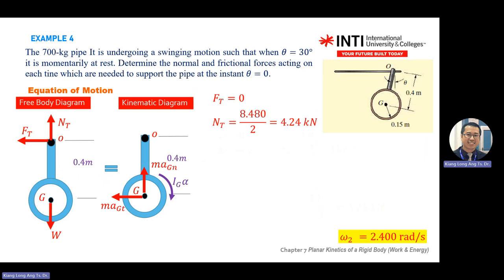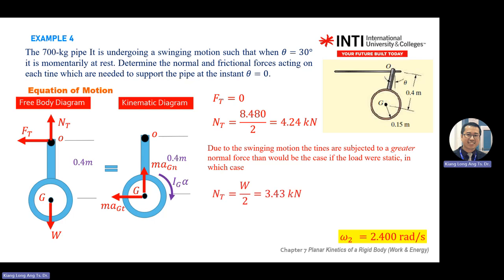Same for the question about the vehicle, we've got two wheels. Remember when the question asks for a single wheel, remember to divide by two. The rest is the same. So due to swing motion, it is subject to greater normal force. This is to find the contact force without the swinging. Just because of the weight, you divide by two, you will get 3.4. So this is swinging, 4.24 is the swinging motion. This is without swinging, in static condition, it is 3 point something. When you swing, the contact becomes bigger, from 3 becomes 4.